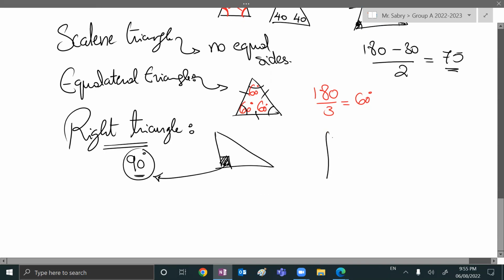We could have a triangle that is isosceles at the same time. So we could have a triangle where this side and this side are equal to each other. In that case, this angle and this angle will be equal to each other as well. So there could be an isosceles right triangle. But there can't be an equilateral right triangle, because equilateral means we must have all three angles equal to 60.